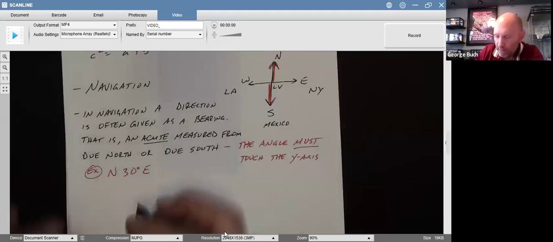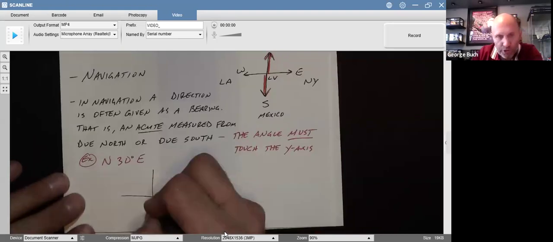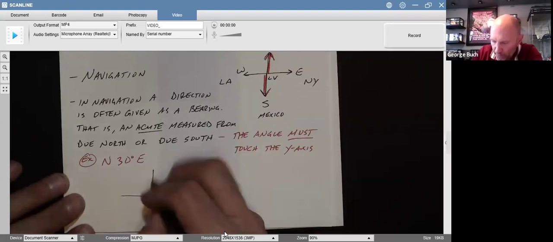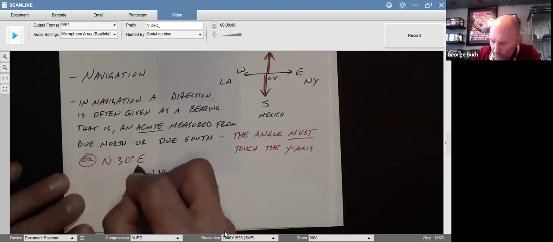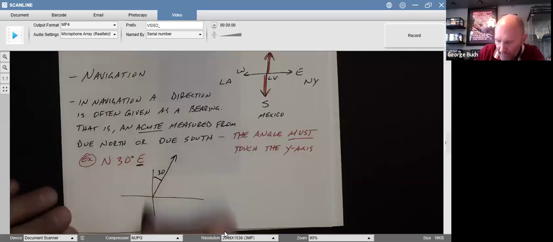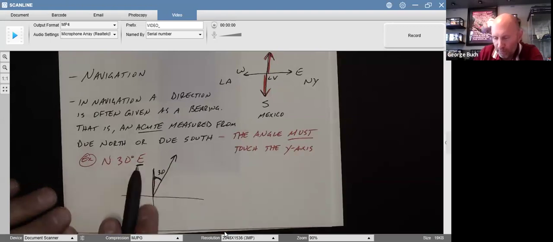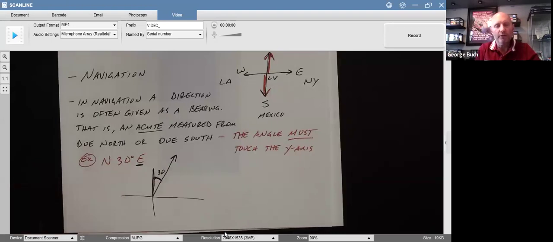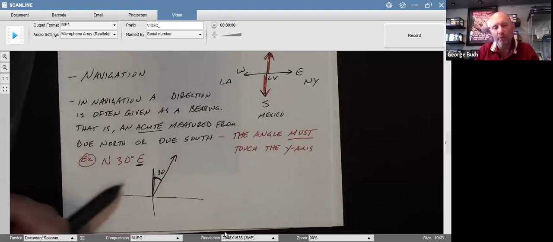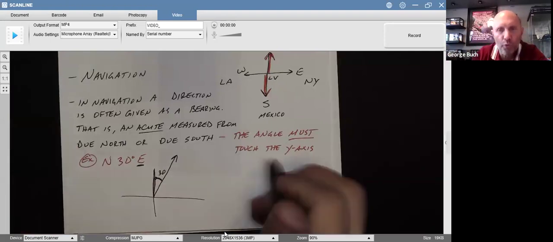What north 30 degrees east means is that I go from due north, which is up, and I need 30 degrees going towards the east, which is the right. So this is the direction that I'm headed. The 30 has to touch the y-axis. 30 degrees goes in here, heading towards the north, but off to the right because it's east, 30 degrees east. So that is what our bearing problems are going to look like when we draw them. The angle must touch the y-axis.